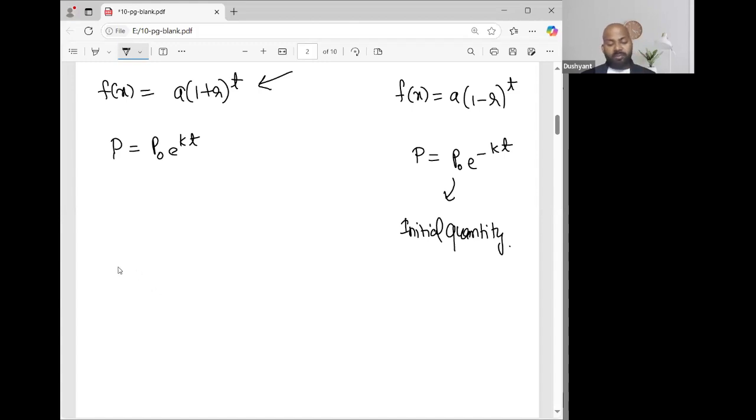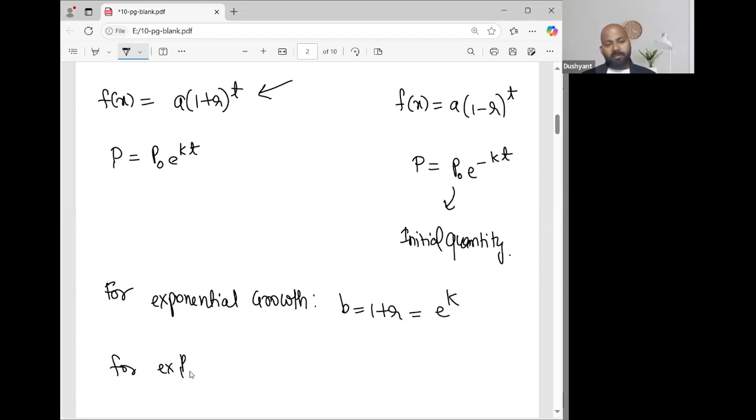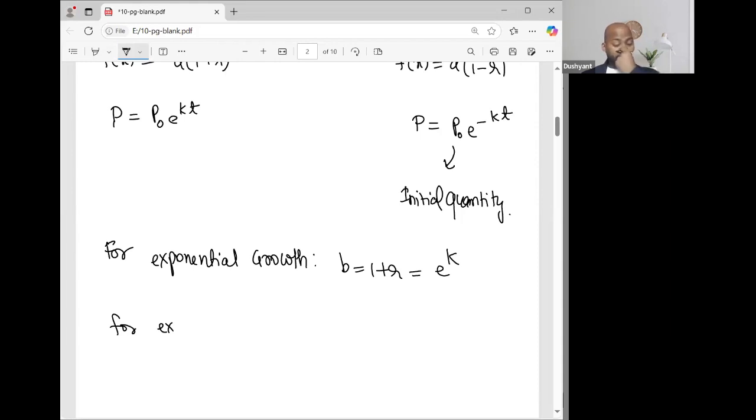Now, for the exponential growth, b equals 1 plus R, which equals e to the power of k. Some equations are there that we will have to keep in mind. There is no other way. So 1 plus R we will consider as e to the power of k.